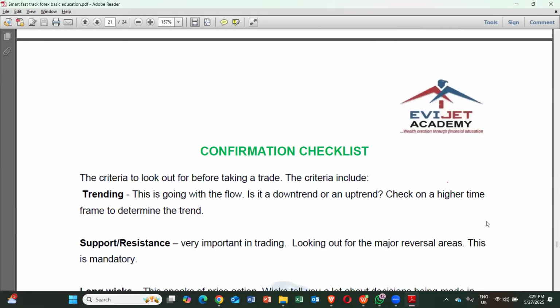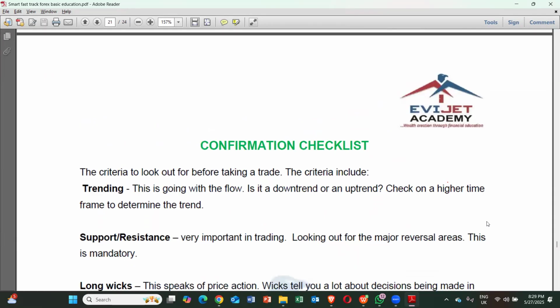So now you approach the markets. You want to look at what do I look for before I enter a trade? What do I check before I say, okay, this trade is a go. Let's buy or let's sell.